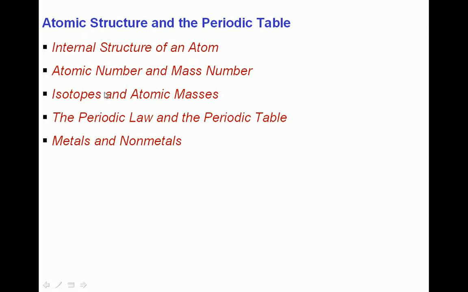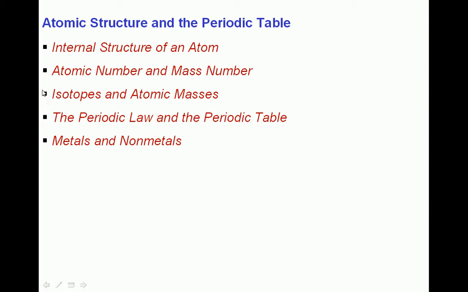This leads us to be able to describe what are known as isotopes, which are atoms of the same element that have different numbers of neutrons in their nucleus, and then how we can calculate what is known as an atomic mass, which represents the mass of an average atom in a sample of an element. To do this, we're going to calculate what's known as the weighted average, and I'll guide you through that process.